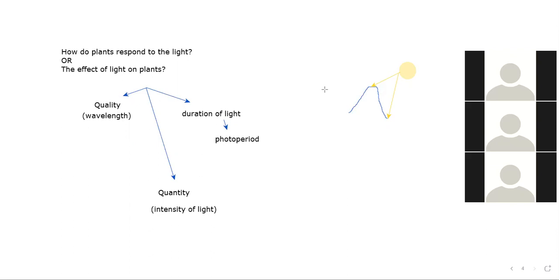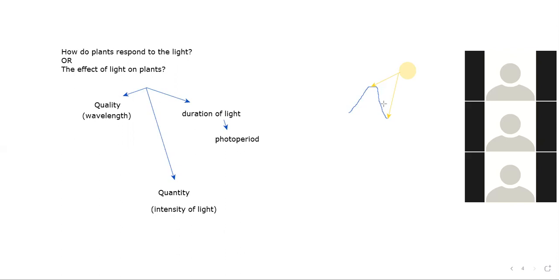Okay. So now the next point is the duration of light, which is called the photoperiod. Basically, the photoperiod is a very important concept in the life of the plants, because the duration of light in a plant regulates the phenological processes in plants.